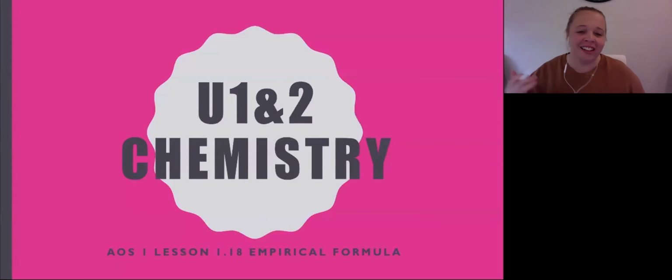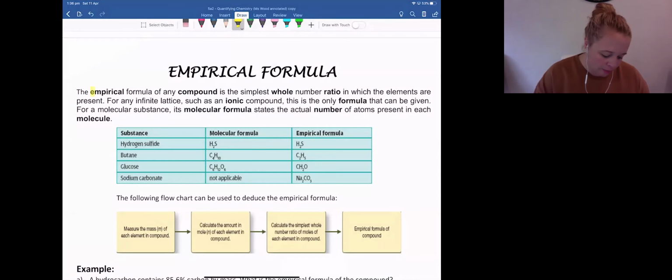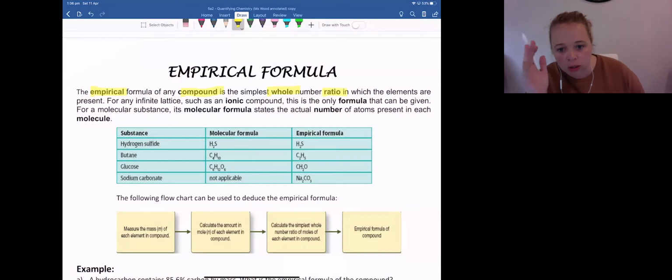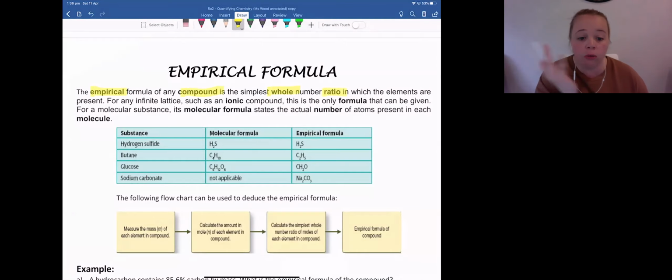Okay, guys, I'm going to do our last concept within the first area of study for chemistry. We're going to go through empirical formula. Empirical formula of any compound is the simplest whole number ratio. So we're looking for the ratio of one element to another element.